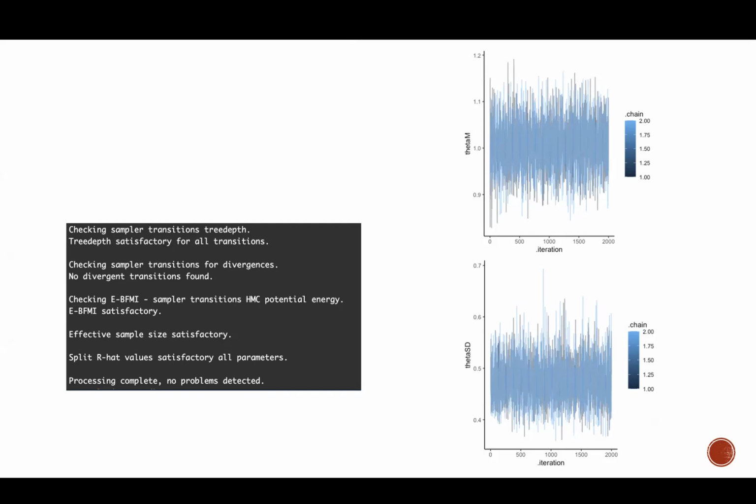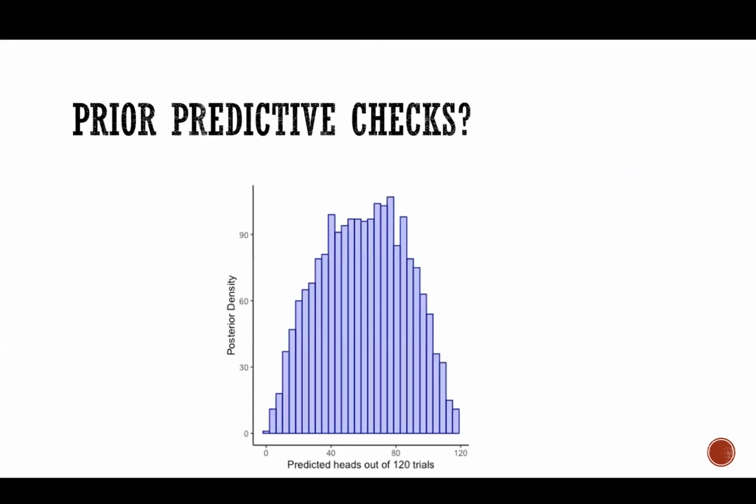The chains are very overlapping with each other. They're very hairy caterpillars. The processing was complete. There were no problems. This is very satisfactory. It never happens.